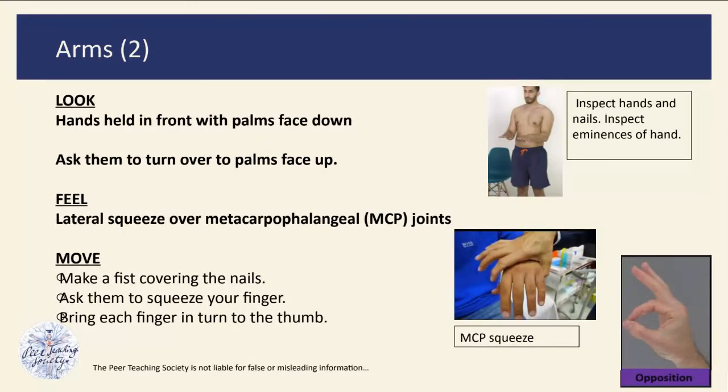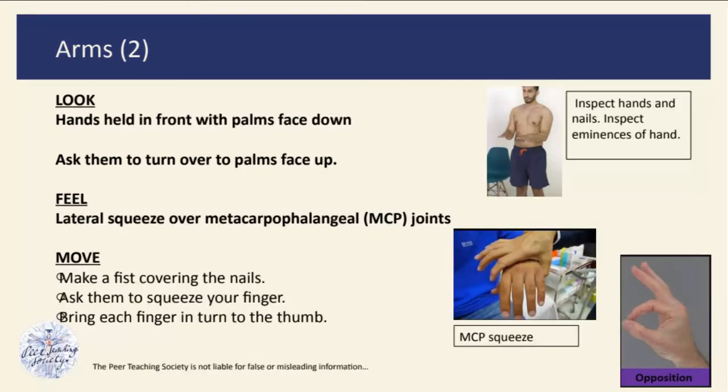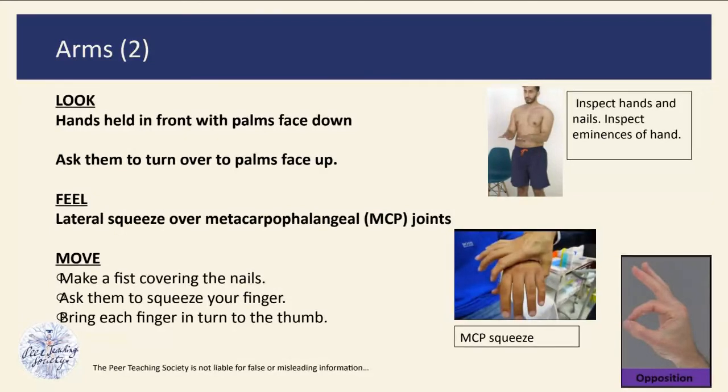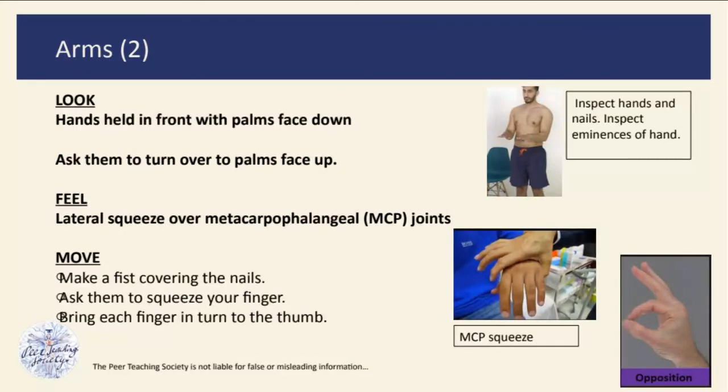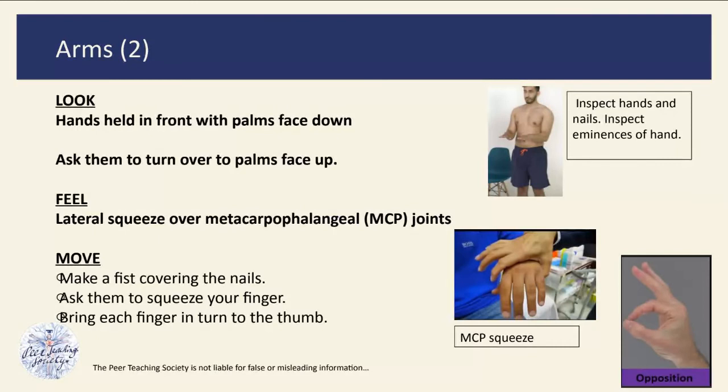Then you're going on to the move section. So you want to ask them to make a fist covering their nails, like that. Ask them to squeeze your finger as hard as they can. Then ask them to bring each finger in turn to their thumb. So that's opposition. Okay. Excellent.